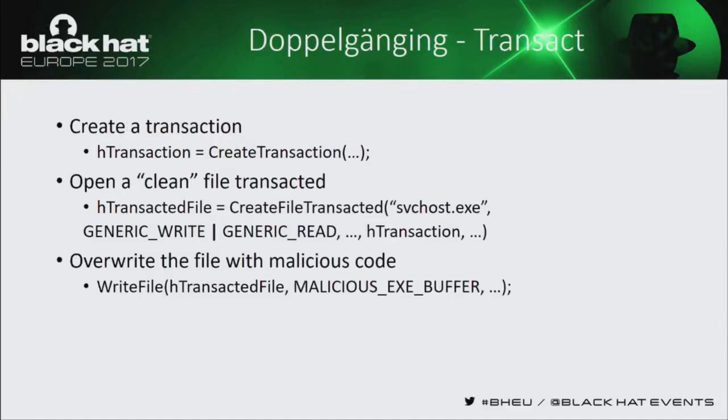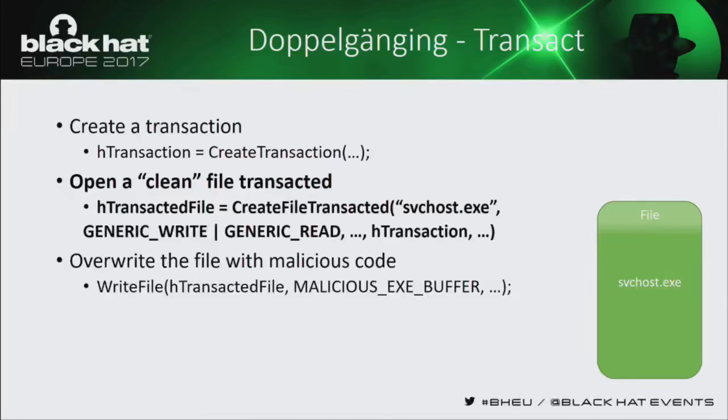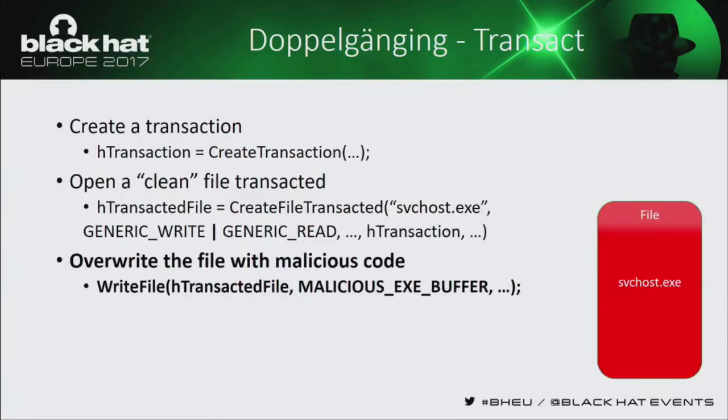Let's take a look at step number 1, transact. First off, we create a transaction, just like in the example that Eugene showed before with a simple transaction-aware application. At this point, we open a legitimate file, such as SVC host, inside of a transaction. So we have a nice, green, clean-looking file object that we just opened, and it's opened inside of a transaction. What we're going to do now is overwrite the file inside of a transaction, and now it's tainted with malicious code. The only thing to note here is that anyone looking at this file from the outside doesn't see our changes.